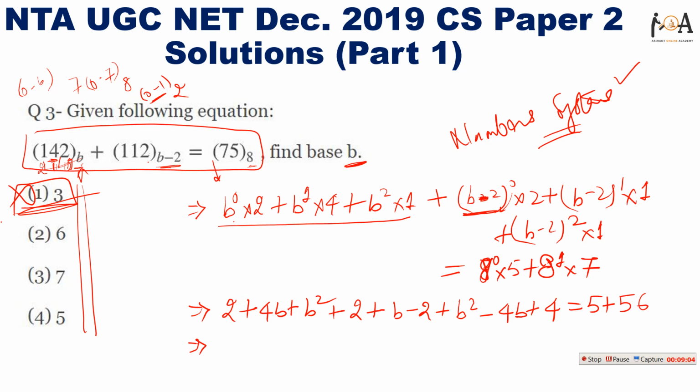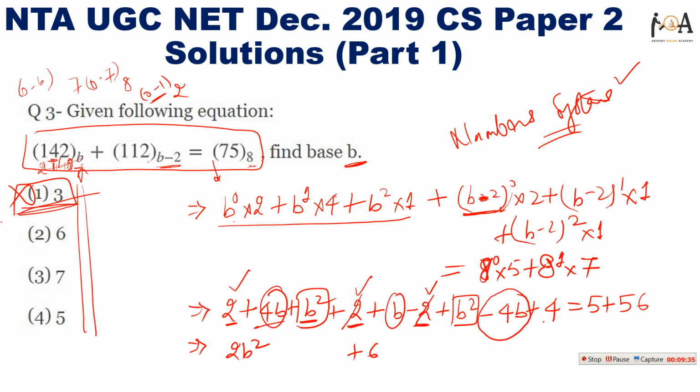Now just balance this equation. 2 plus 2 is 4, 4 minus 2 means plus 2 again, and this 2 gets cancelled with this 2. Now 2 is remaining and 4 is remaining, so plus 6. I got plus 6 here. Then b square plus b square means 2b square, and then 4b plus b, 5b minus 4b.